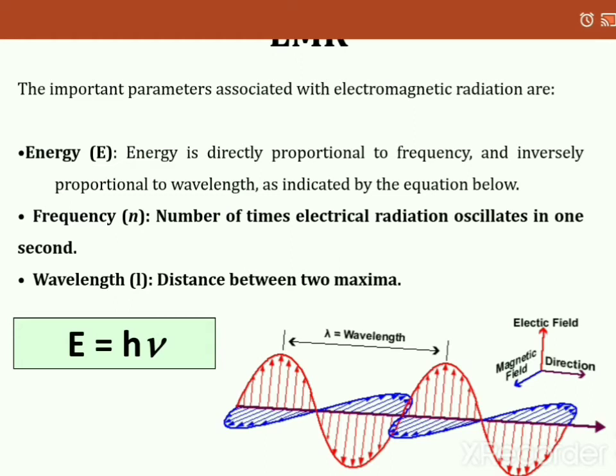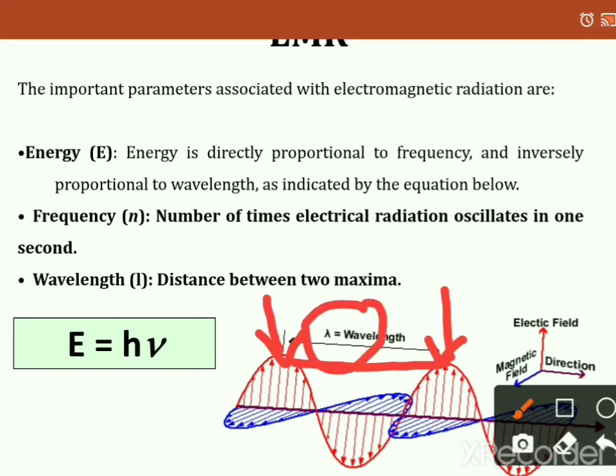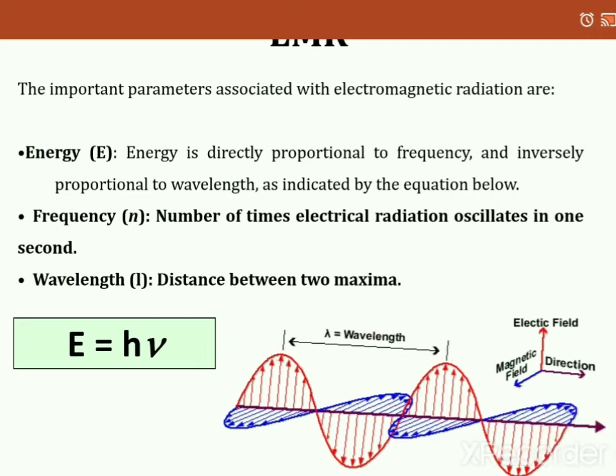The next term is wavelength. It is represented by lambda, and it is the distance between two maxima. In this picture, these are two maxima positions. The distance between these two maxima is known as wavelength. It is represented by lambda. Lambda is a very important parameter in spectroscopy.